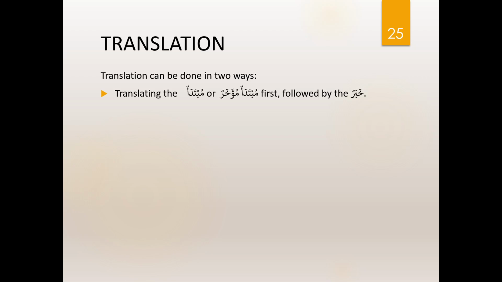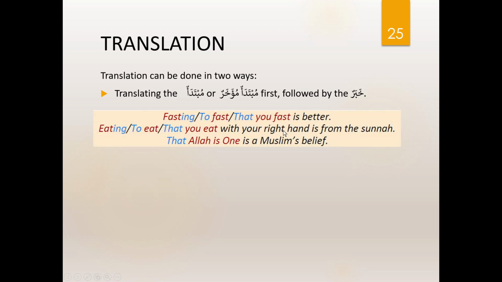Translation. So translating mubtada mu'akhar first, followed by the khabar. Even if it's khabar mubtada, mubtada mu'akhar, translate that first. So this is one way. Fasting, that you fast is better, that you eat with your height is the sunnah, that Allah is one is a Muslim's belief. So regardless of whether it's mu'akhar or mubtada, it will come first. So this is one way.